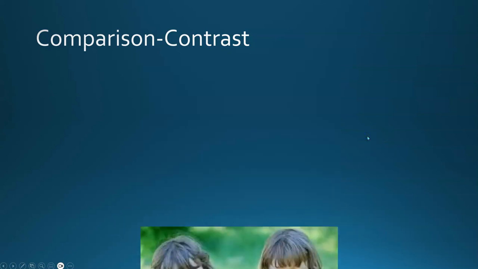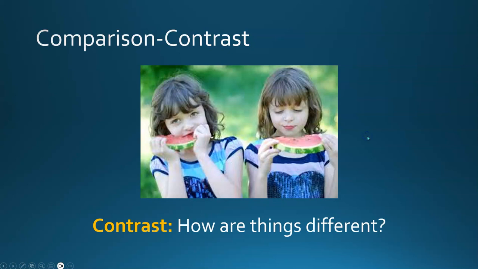Now, when you look at contrast, same picture, how are things different? Well, she has her eyes open. She has her eyes closed. Her hair is a little more curly. Her dress has more purple to it, and some different colors to it. So we can look at how things are similar and how things are different.